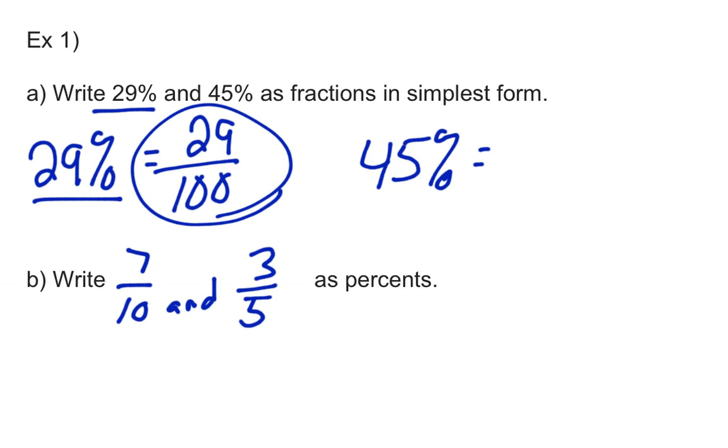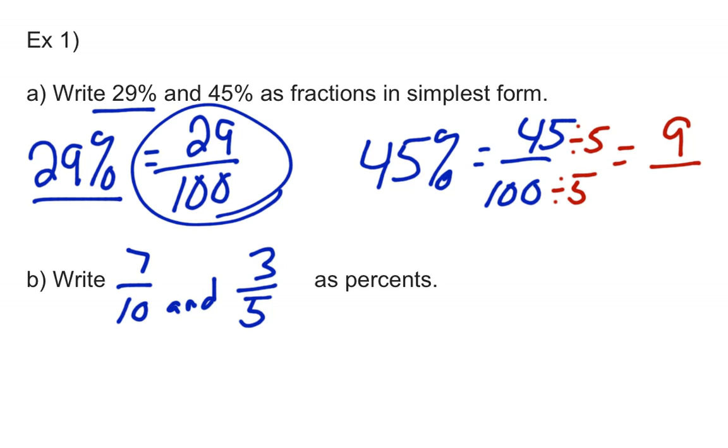Okay, and we're back. So 45%, changing that. Percent means that number over 100, so we write 45 over 100. We do need to look to simplify. In this case, I know that I can divide both of these by 5. So by reducing this, 45 divided by 5 is 9, 100 divided by 5 is 20, and we get 9/20ths is our reduced fraction.